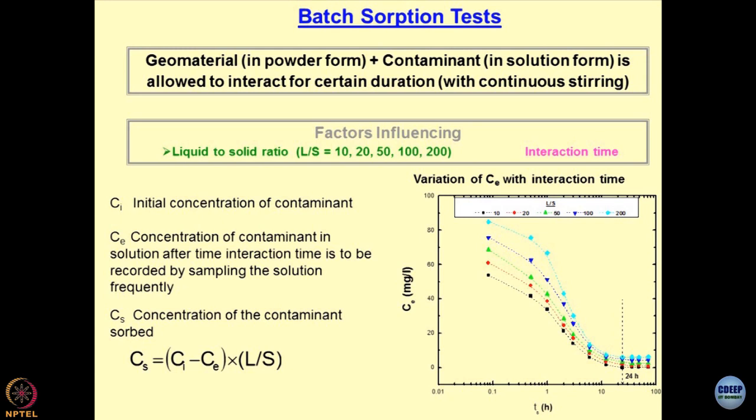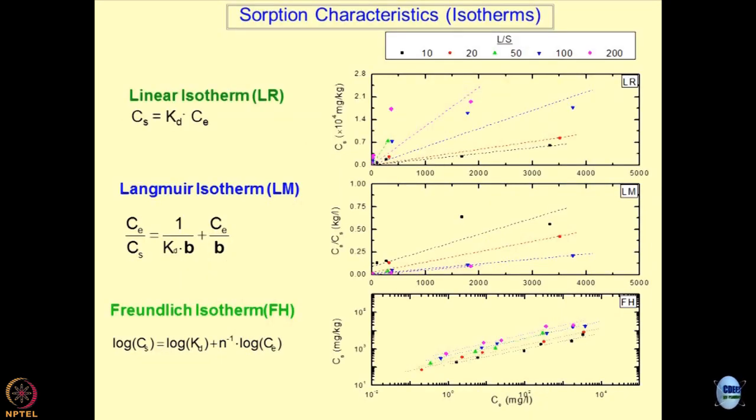So, for every contaminant and geomaterial, the equilibration time is going to be different. So, the moment you change the parameters here, the equilibration time changes. Tests are so sensitive. Now, how to analyze these results? How to get the sorption characteristics? So, sorption characteristics are obtained by using these 3 mathematical models. And these 3 mathematical models are known as isotherms.